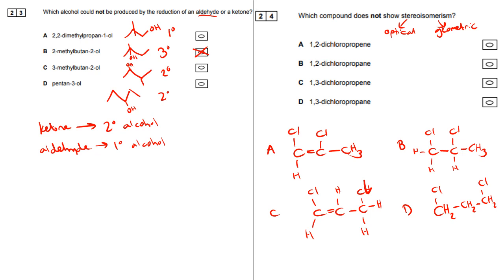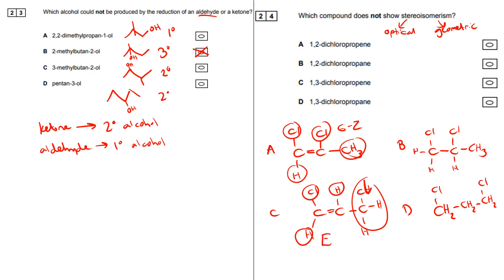So A would show E/Z, because you have two different groups on each side of the double bond. So that would show stereoisomerism. C, you have two different groups on each side of the carbon in the double bond, so C will also show E/Z isomerism. So A and C do show stereoisomerism, they're not the correct answers. These two, B and D, one of them will show optical isomerism, one of them will not.